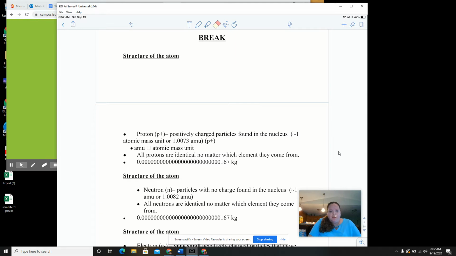Today we are going to talk a little bit more about the structure of the atom and get into Bohr's model. So we're going to just jump right on in and talk about the structure of the atom.